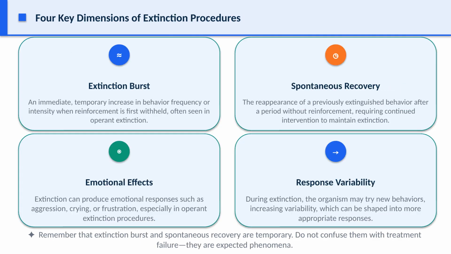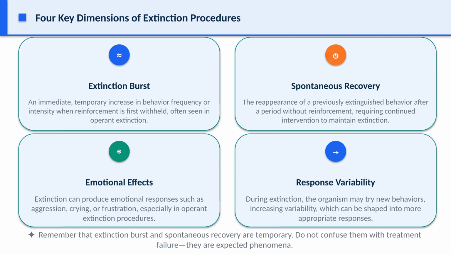When implementing extinction, BCBA candidates must understand the 4 key dimensions that can arise during the procedure. First, an extinction burst often occurs, an immediate, temporary spike in the behavior's frequency or intensity when reinforcement is first withheld. This can alarm caregivers, but it signals the procedure is working. Next, spontaneous recovery may happen, where the behavior reappears after a period without reinforcement, requiring continued intervention to prevent accidental reinforcement. Extinction can also produce emotional effects like aggression, crying, or frustration, particularly in operant extinction, which is critical to anticipate for client and staff safety.